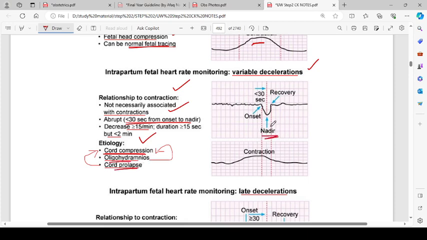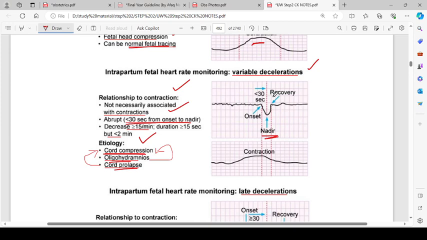I don't know what nadir is. Let me look that up. The nadir of bradycardia was defined as the lowest fetal heart rate baseline lasting at least 3 minutes during bradycardia. I think nadir is the lowest point. That is called the nadir.